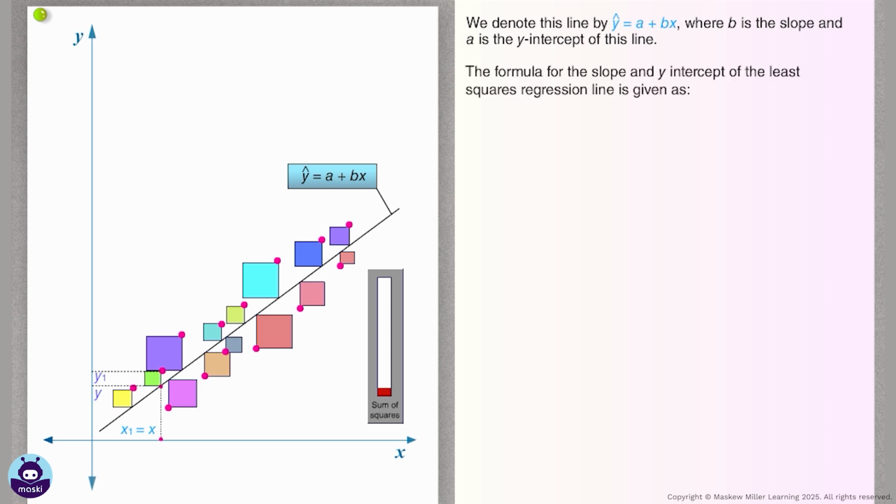The formula for the slope and y-intercept of the least squares regression line is given as b is equal to summation x minus x bar times y minus y bar over summation x minus x bar the whole squared. a is equal to summation y minus b times summation x all over n, which is equal to y bar minus b times x bar, where n equals the number of data points. X bar, y bar is a point on the best fit line, where x bar is the mean of all the x values and y bar is the mean of all the y values of the data points.